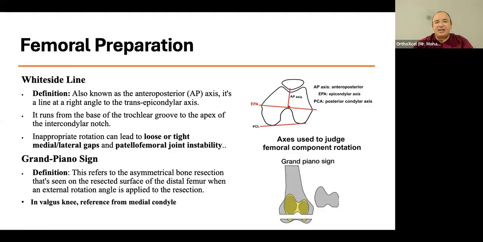And as we agreed, if the size is between sizes, go for the downsize to cut less from the anterior femur. So stay away from notching the femur, because if you notch the femur, the risk of fracture will be very high, because this area will be a stress riser area.